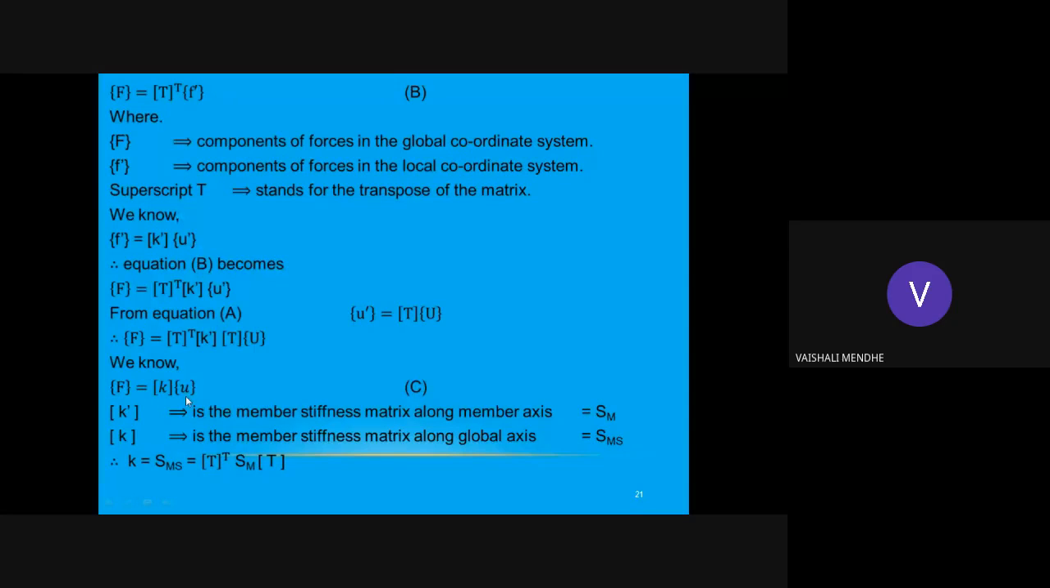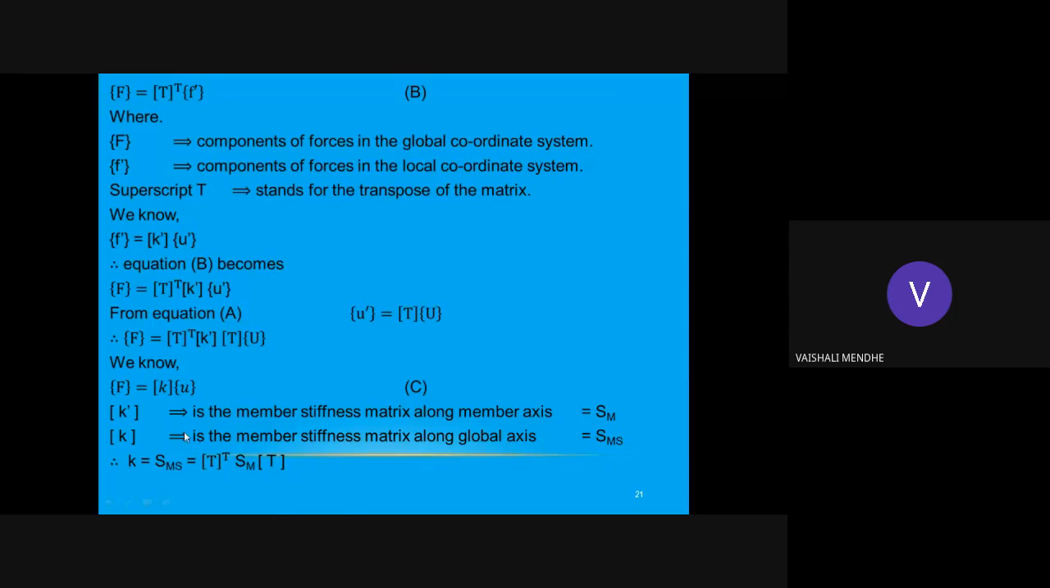Here I have used u dash, here u. So k dash is the member stiffness matrix along member axis and k is the member stiffness matrix along global axis, which is denoted by SM and SMS. SM means stiffness matrix along member axis. SMS means stiffness matrix along global axis, or along structure axis.